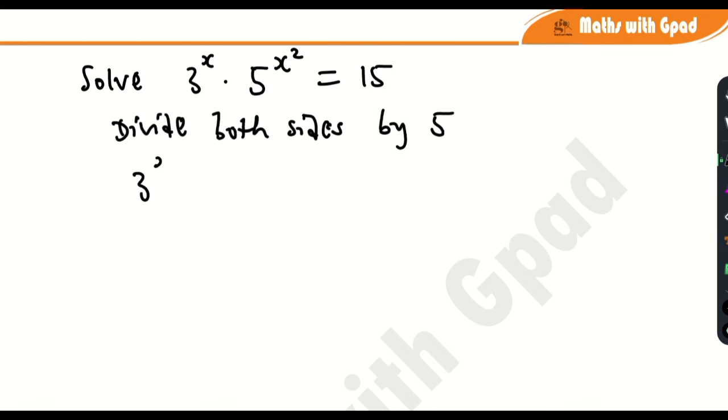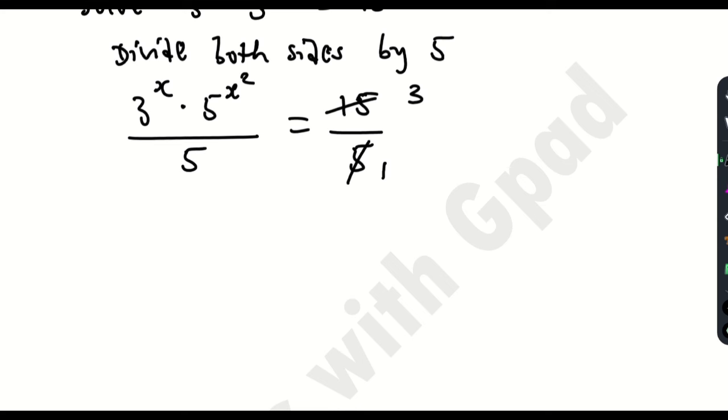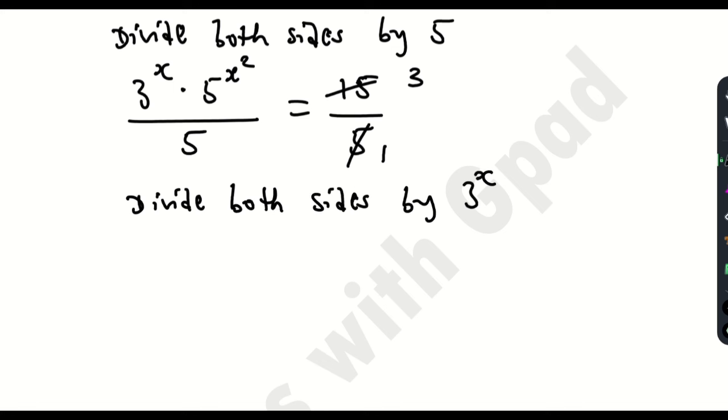So that's 3 raised to power x times 5 raised to power x squared over 5 is equal to 15 over 5. Now 5 here is 1. 5 into 15 is what? 3. So again, I'm going to divide both sides by 3 raised to the power of x. So divide both sides by 3 raised to the power of x.